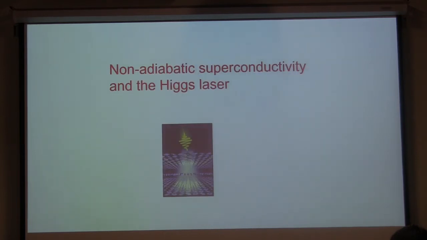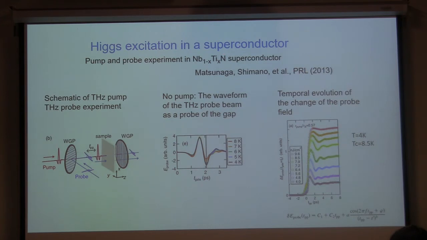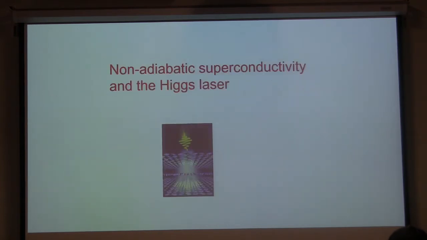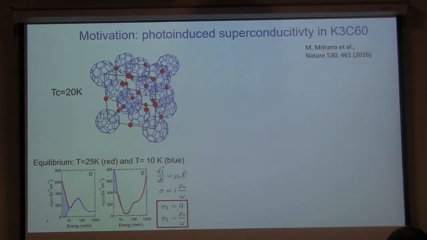Okay, and what we'll see later on is that this Higgs excitation can have quite dramatic consequences on electromagnetic properties of the medium, and how this has been seen in recent experiments. But before we go there, let me say a few words about photoinduced superconductivity. This is a field which explored several materials. I'll focus on just one specific class of materials. These are buckyball superconductors, K3C60, and we have an FCC lattice.